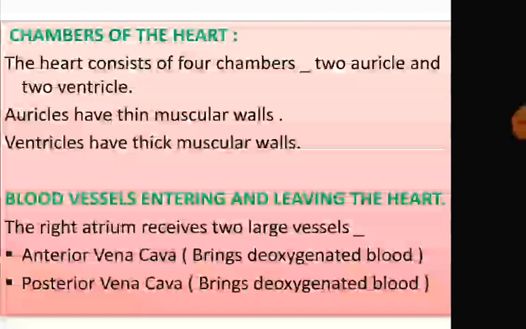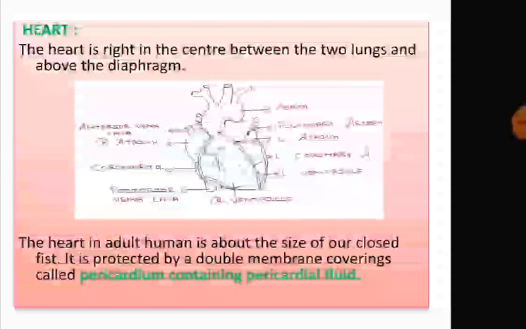Next, blood vessels entering and leaving the heart. First, the right atrium, the right auricle, receives two large vessels. You can see in this figure, the anterior vena cava and posterior vena cava are shown. So the right auricle receives two vessels: one is the anterior vena cava and another is the posterior vena cava.